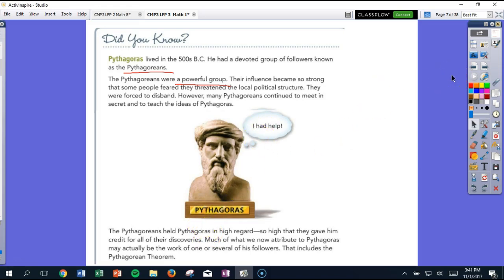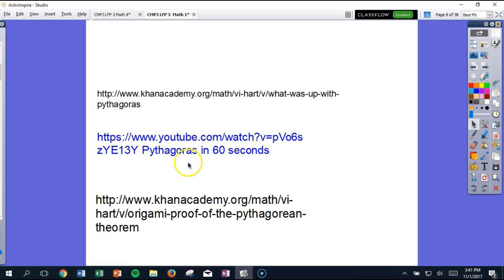So we'll get into him a little more later, but I want to show you another way to prove the Pythagorean theorem, and this is Pythagoras in 60 seconds.